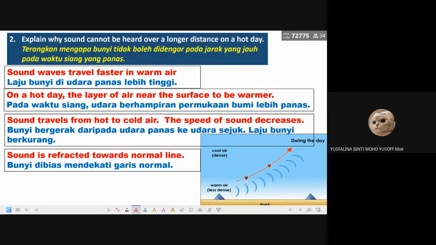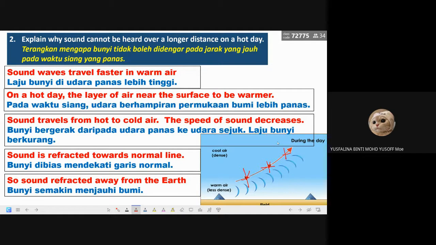So let's say this is the normal line. You can see it becomes closer to the normal line. So that's why you cannot hear the sound clearly during the daytime, as it is refracted away from the earth.